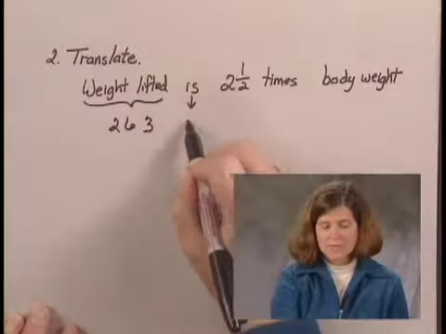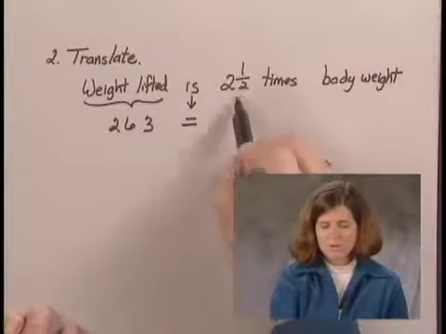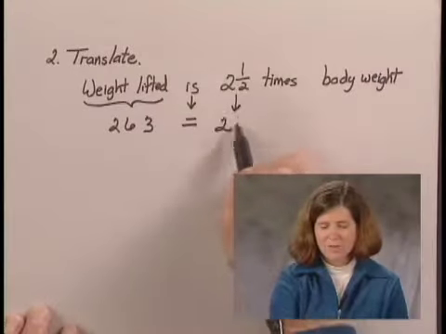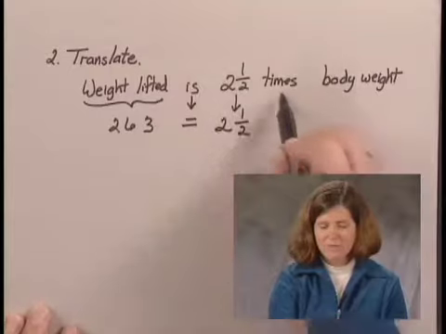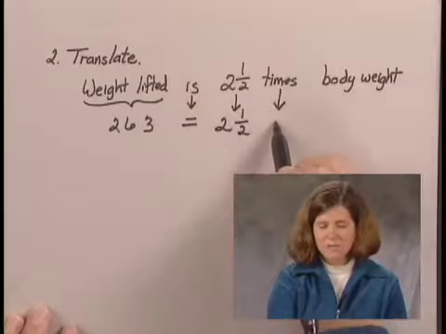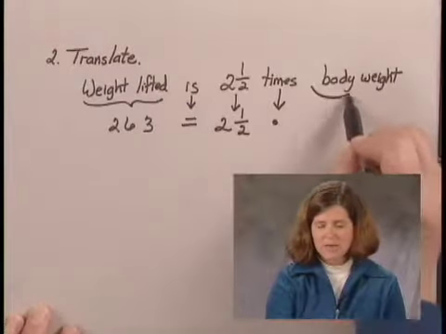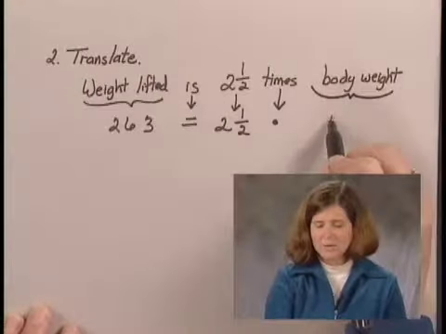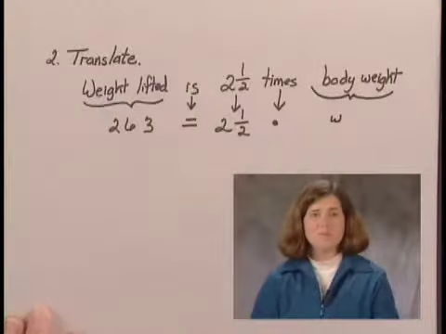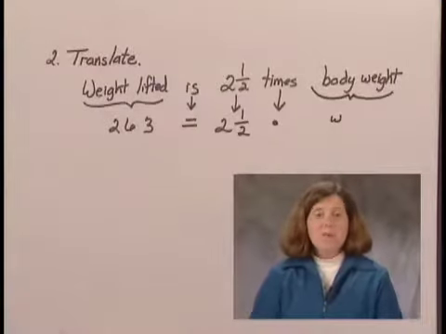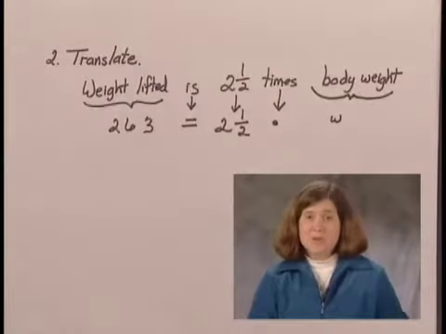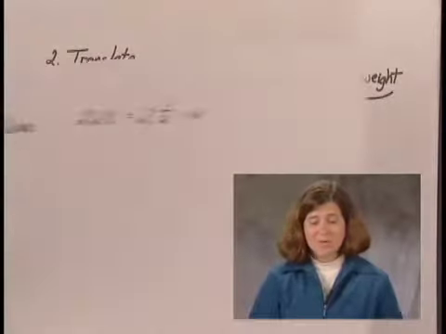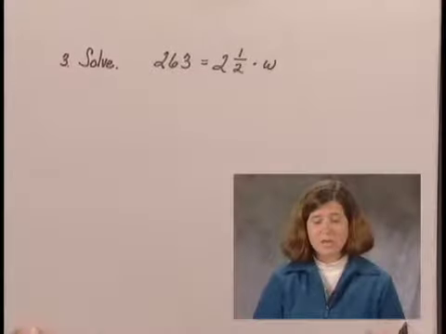Is translates to equals, then we write 2.5, times, we write a multiplication sign, and for the body weight, which we don't know, we set that equal to W as our variable. So now we have an equation, and we can move to our third step in the problem-solving process, and that is to solve the equation.